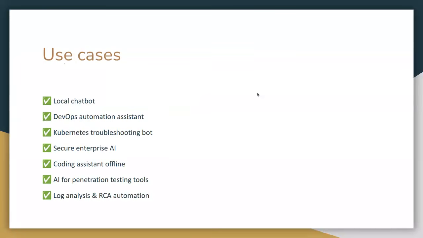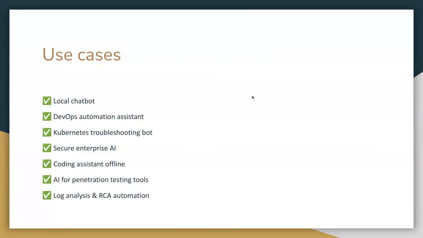What are the use cases? First one is local chatbot. You can simply create a local chatbot. DevOps assistants: if you already have some logs, or let's say my Kubernetes pod was not up, it was somehow crashing. So by analyzing the logs, I can validate why it's not up and running. Kubernetes troubleshooting bot, we can integrate with Kubernetes.